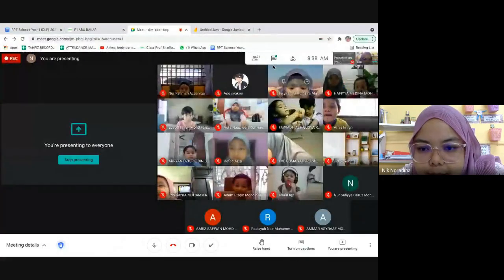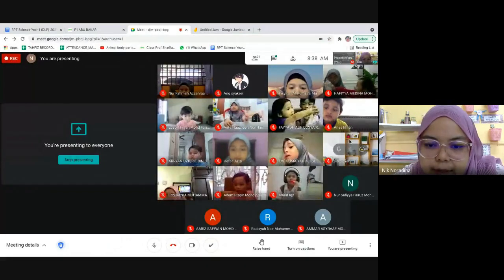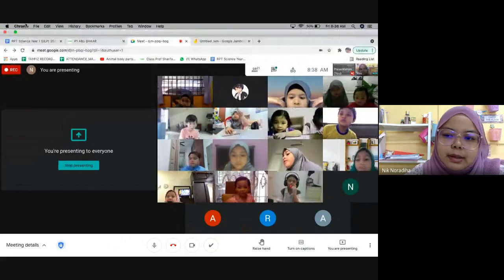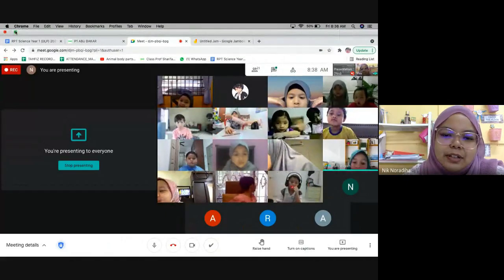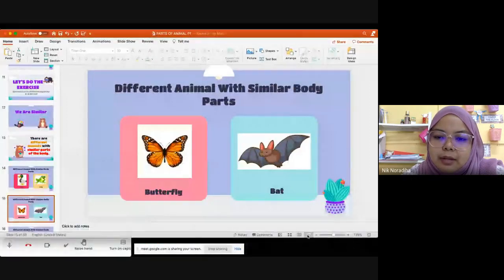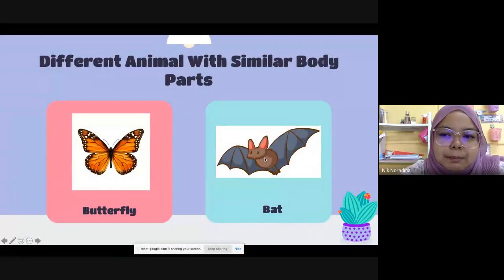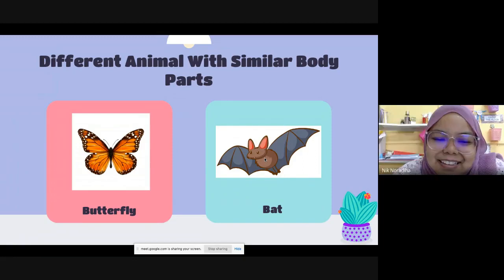Okay, teacher wants to ask Erina. Erina, are you there? Erina, for butterfly and also bat, what is the similar body part? What do they have in common? The same body part. Wings. Good job, Erina. Thank you. So butterfly and bat have one similar body part, which is a wing. The function of their wing is to help them in flying.